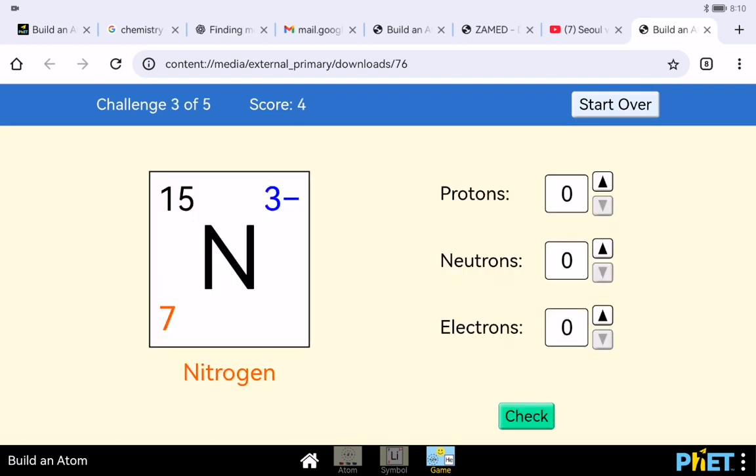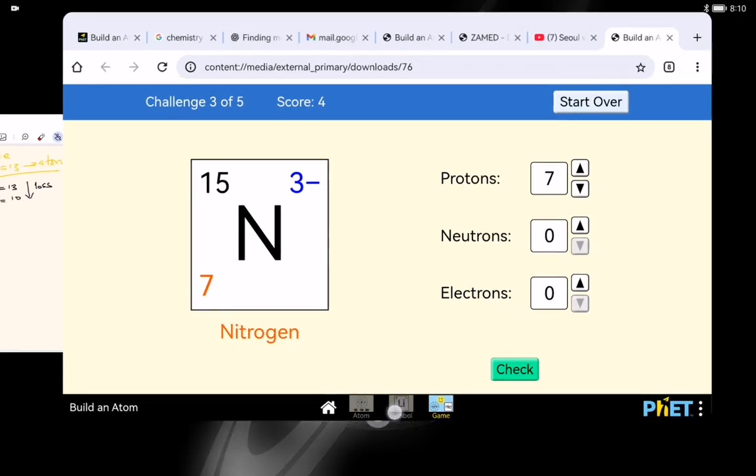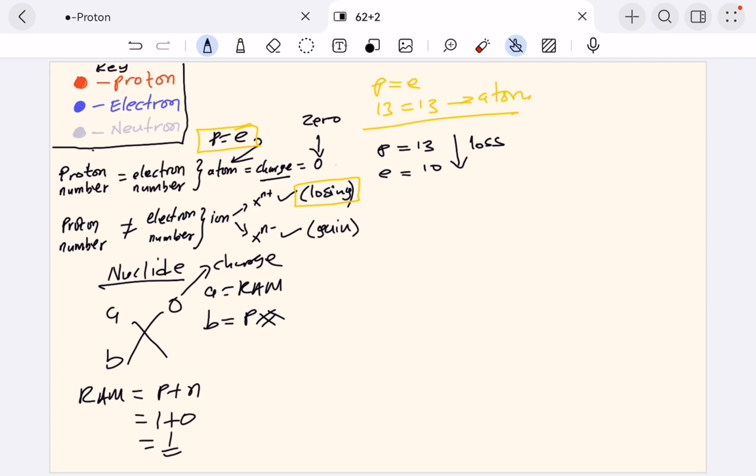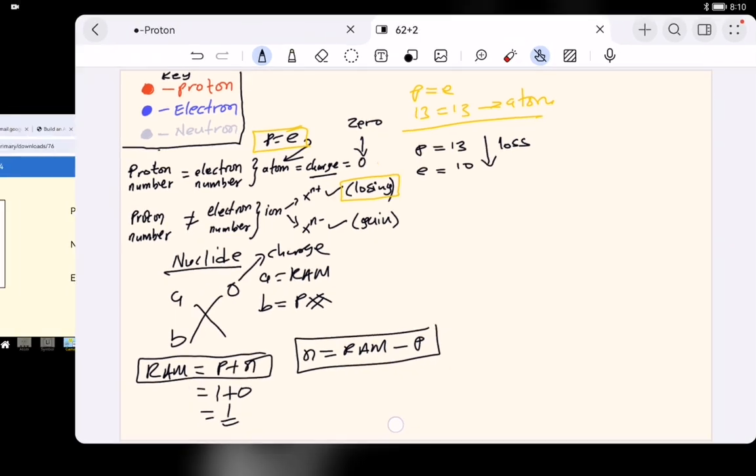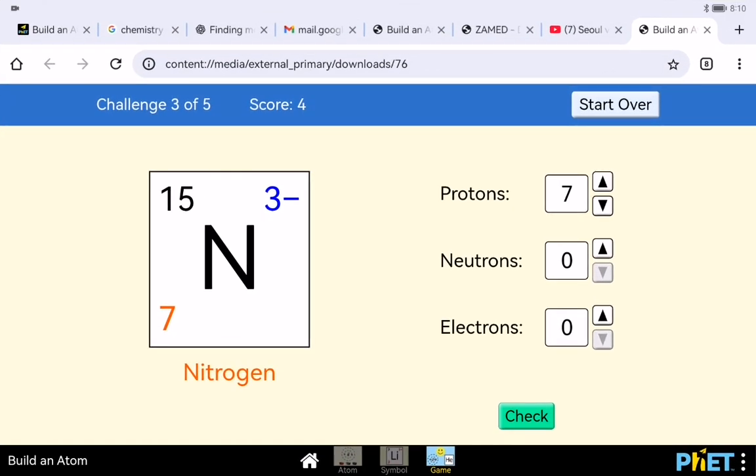How do we find the proton number? So the proton number is the one which is down below, 7. Then how do we find the neutron number? To find neutron number, we use this same formula, but the neutron number becomes mass number minus proton number. So it's just the number on top, which is 15, minus 7, which is going to give us 8.